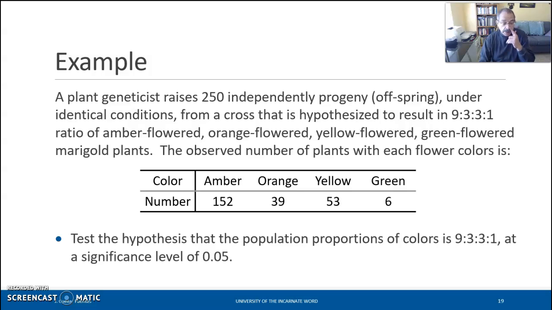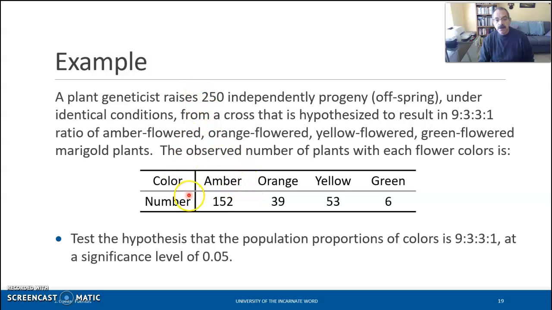In this section, we're going to talk about the example we started this section with, and that's of the plant geneticist that raises 250 independently progeny of plants under identical conditions from a cross that is hypothesized to result in a ratio of colors of flowers of 9 to 3 to 3 to 1, and that is from amber to orange to yellow to green flowers of these marigold plants. The observed frequencies are given here.